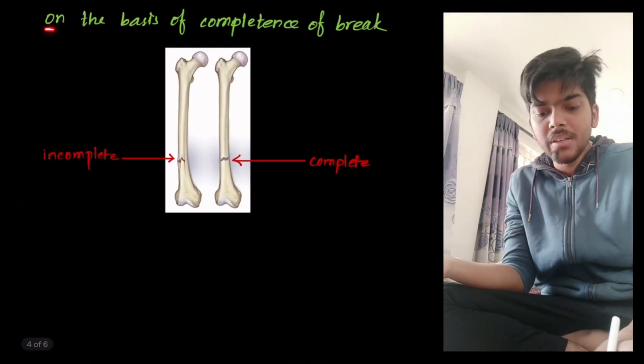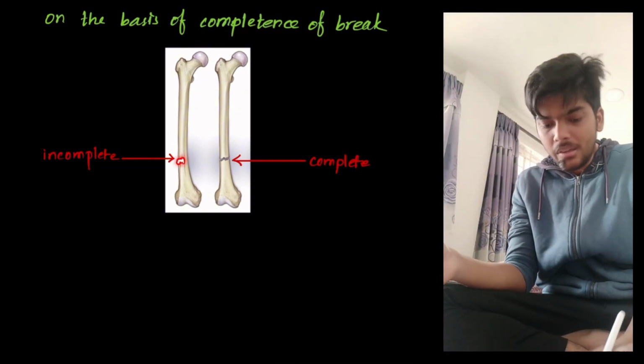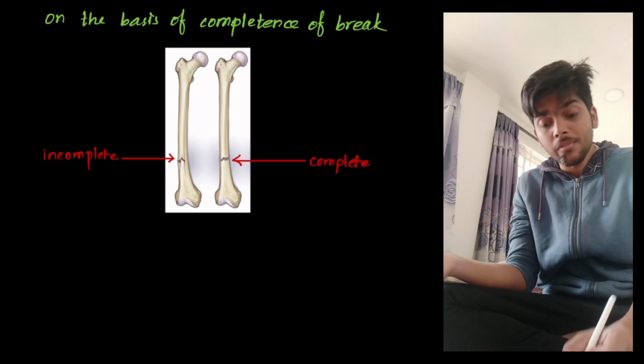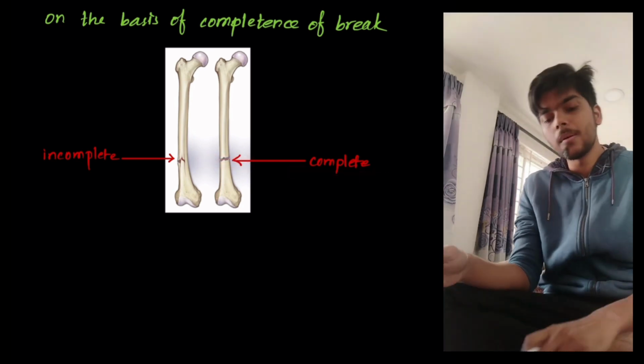Next up, we have on the basis of completeness of break. So if the fracture is incomplete, then that's your incomplete fracture. But if the fracture is complete and is throughout the bone, then that's your complete fracture.